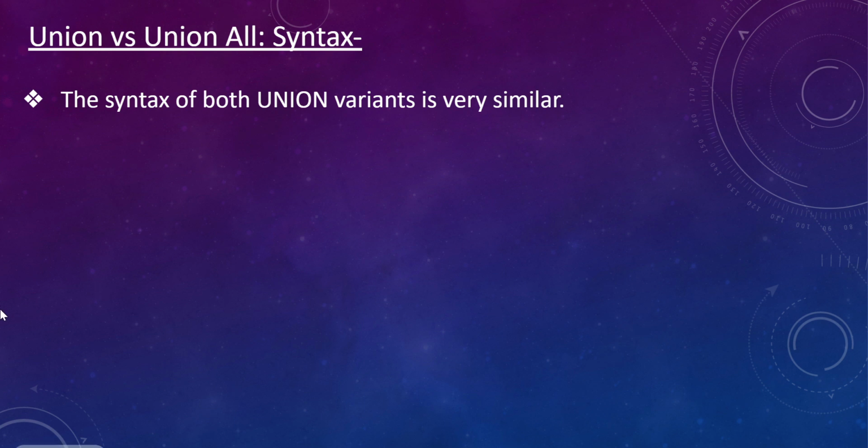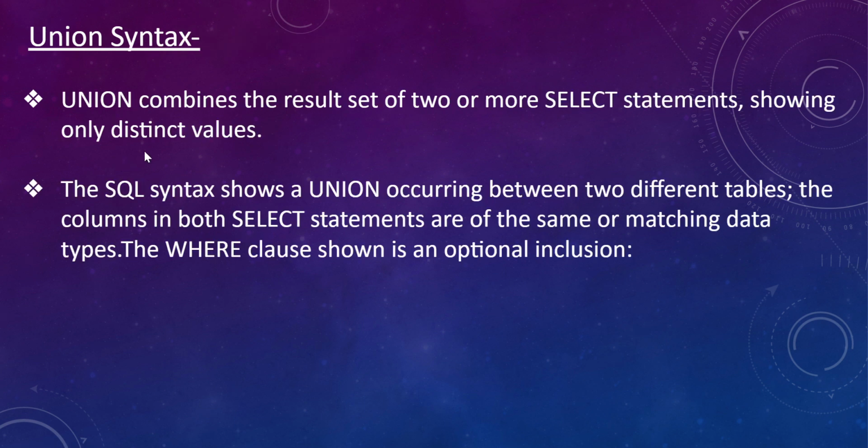The syntax of both union variants is very similar, and that will be clearer when we see it. Let's first see the union syntax. Union combines the result set of two or more select statements showing only distinct values. That is the major feature of union: it removes duplicate records. The SQL syntax shows a union occurring between two different tables. The columns in both select statements are of the same or matching data types. The where clause shown is an optional inclusion. Where is a condition that is not mandatory; it depends on the type of output you want from those tables.